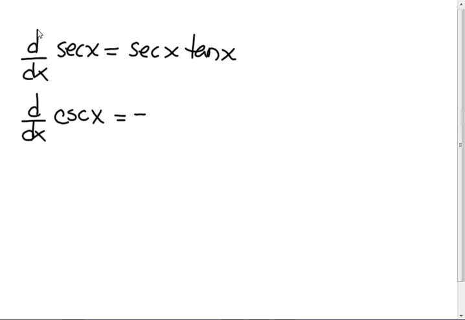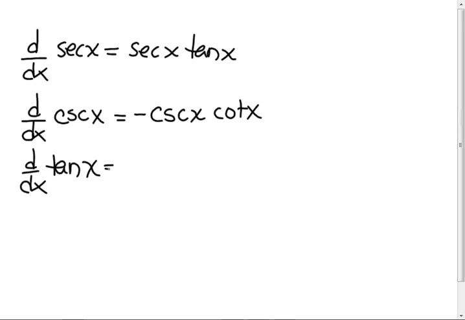Look at the patterns here. Cosecant of x, cotangent of x. There's another one. Derivative of tangent: secant squared of x. What's the cotangent then? Well, look at this. Tangent is secant squared. What do you think cotangent is? It's negative. That's right, because all the co's are negative. Cosecant squared.